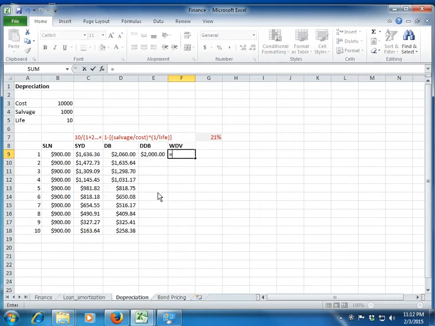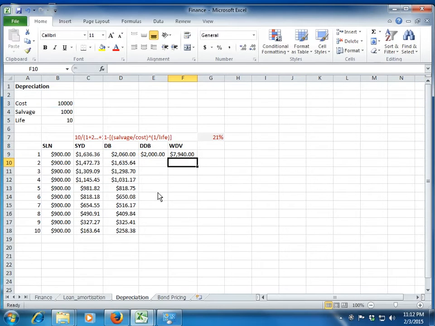So my WDV for first year will be the total cost of the asset minus the depreciation. Okay. Yes, you are absolutely right. In declining balance or in double declining balance method, the salvage value is not considered initially. Okay, we will see what happens to the salvage value. That is, if Excel is asking for salvage value, definitely it's using it somewhere. We will see where it is using it, right?